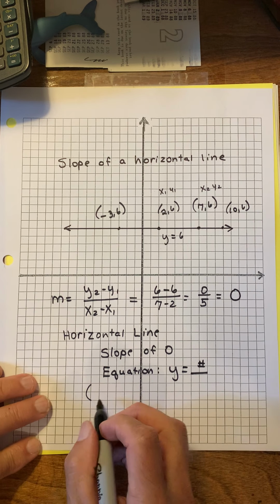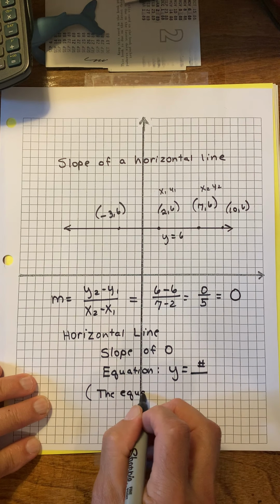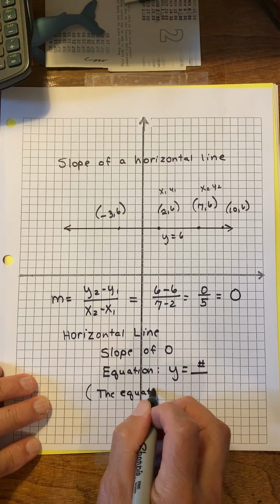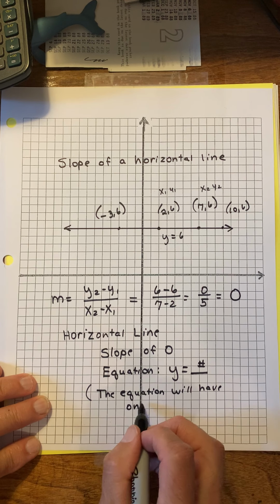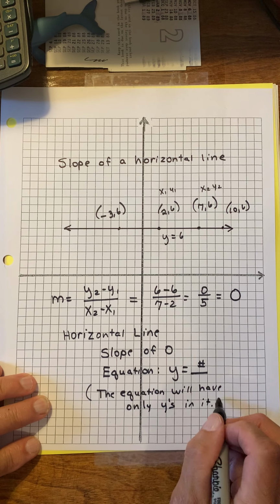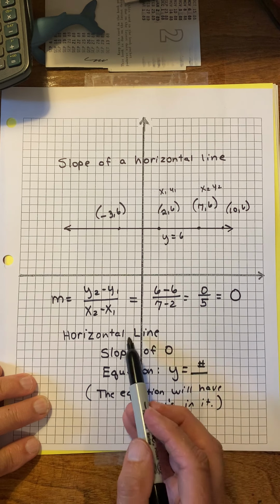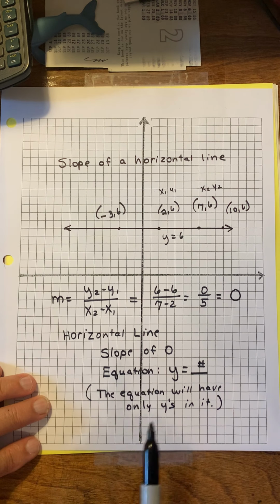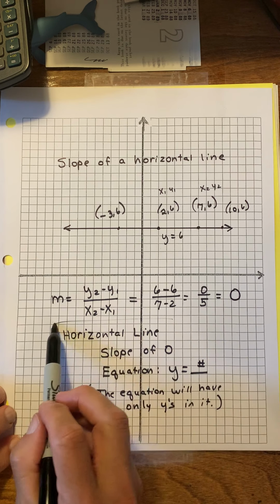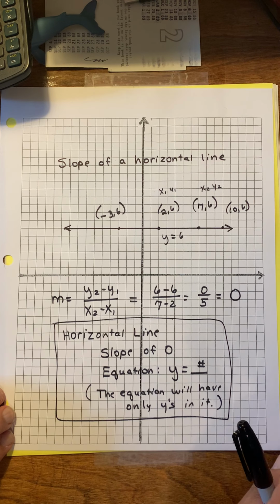Another observation we made about it is the equation will have only y's in it. Even before you simplify it, it'll only have y's in it. So if you have an equation with just y's, it can be simplified to y equals something. That tells me it's a horizontal line, and I know from now on, this point on, the slope is 0. So this little corpus of information is going to be helpful to work some of our problems coming up.